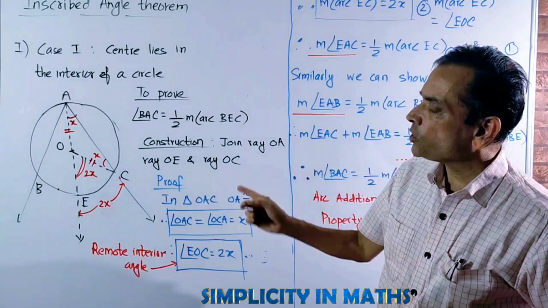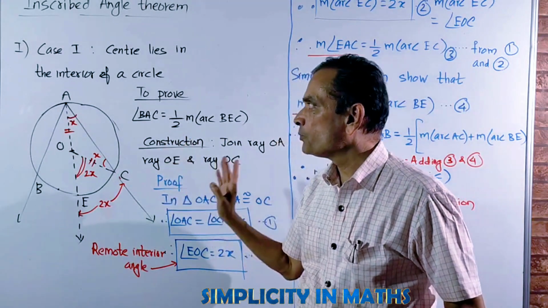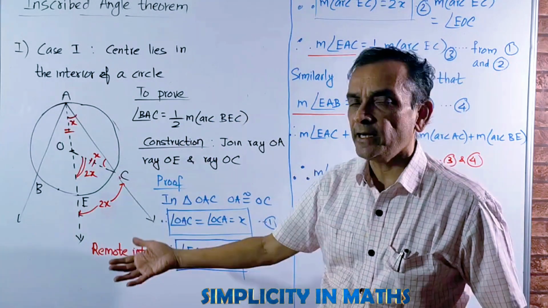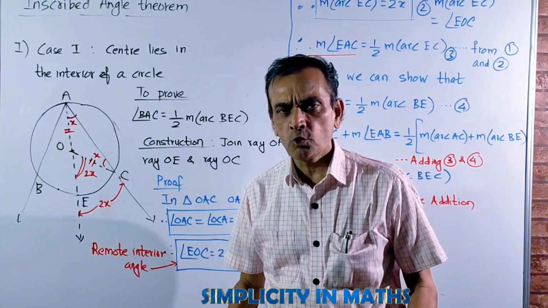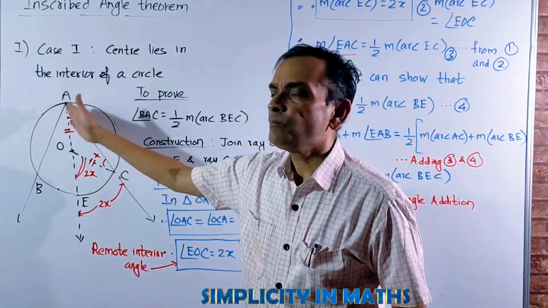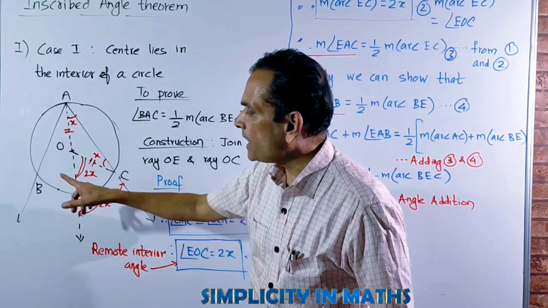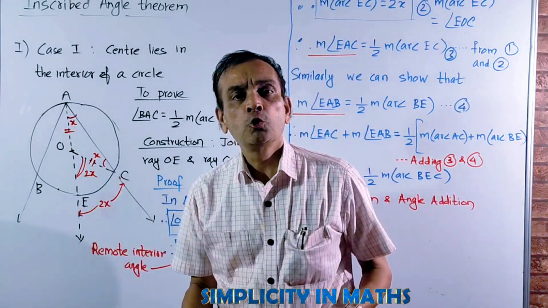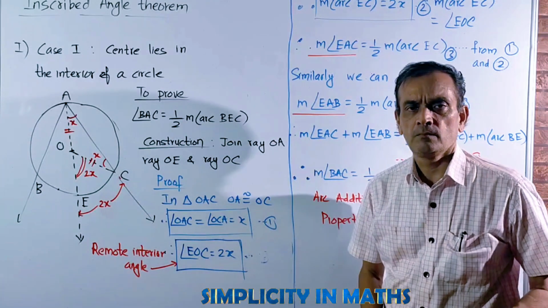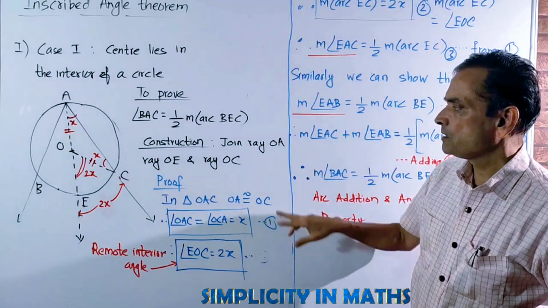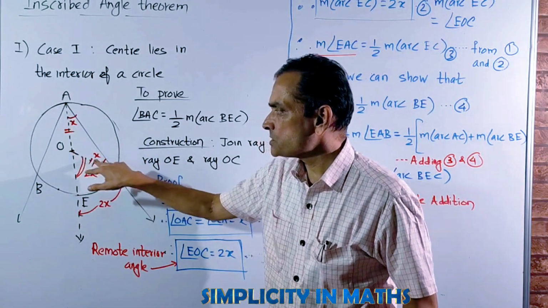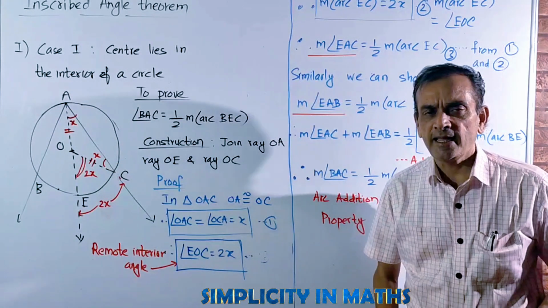Now in the exam you have to draw the diagram, write given and to prove. I haven't written given here because after this lecture is over, you should try it on your own. Write everything there, given, to prove and all those things. Given: circle with center O, angle BAC is the inscribed angle, arc BEC is the intercepted arc. To prove: the inscribed angle is half the intercepted arc. Construction: join rays OA, OE and OC. We have joined three rays, right?